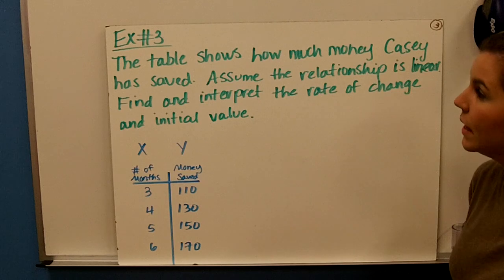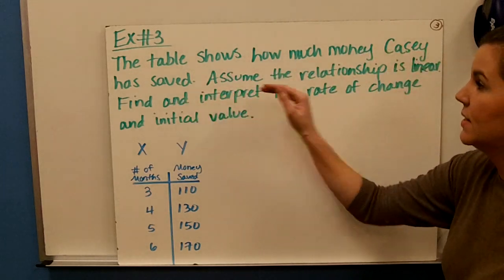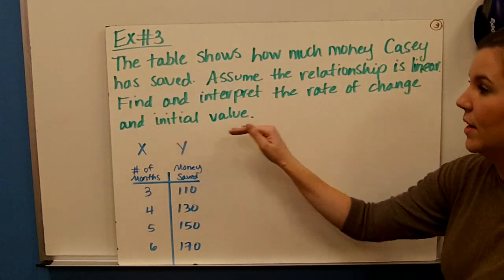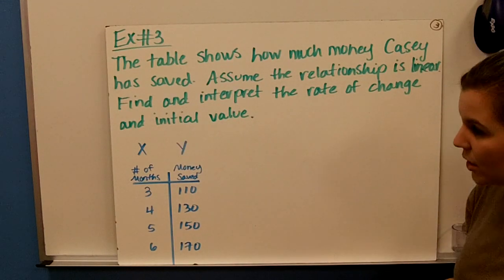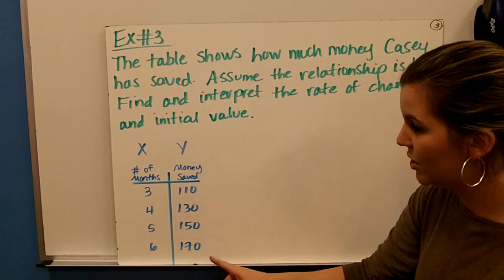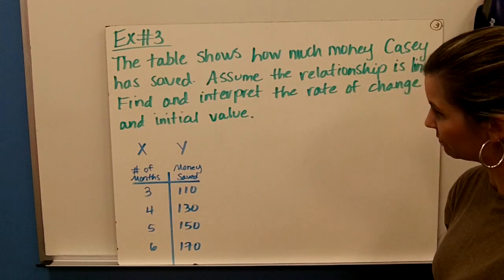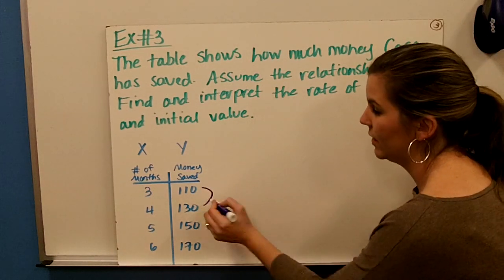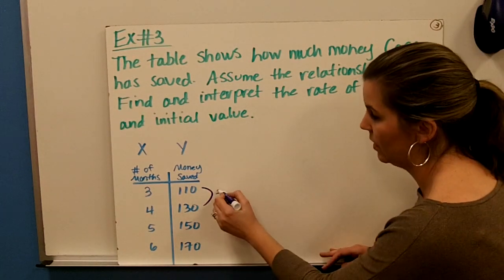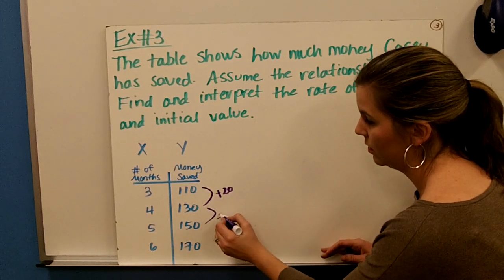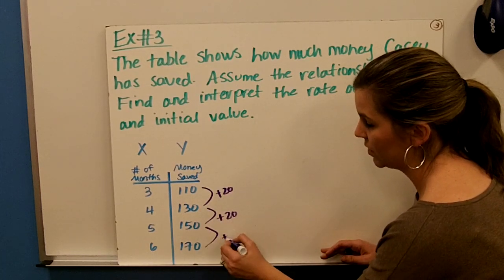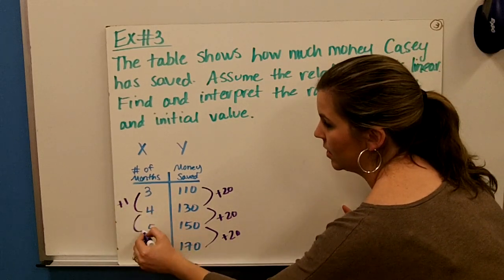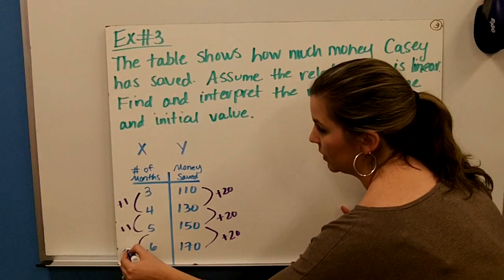Example number 3. The table shows how much money Casey has saved. Assume the relationship is linear. Find and interpret the rate of change and initial value. So we have number of months and how much money he has saved. To find the rate of change from a table, we calculate the change in y's. That's up 20, plus 20, plus 20. And the change in x's, plus 1, plus 1, plus 1.